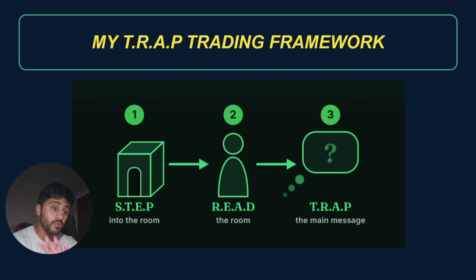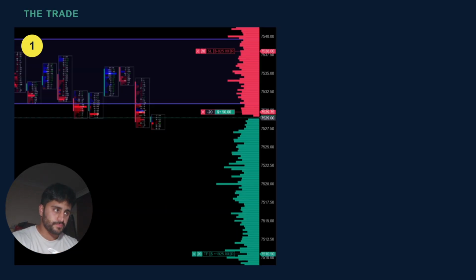And then once you've read the message, you need to understand that message, which is the T.R.A.P method. Think of it this way: all you're doing in trading is you want to step into the right room, read that right room, and then trap the main message. This is the analogy. Step into the key level, read what's going on in the key level, and then extract the main lesson. That's what the T.R.A.P framework is about.